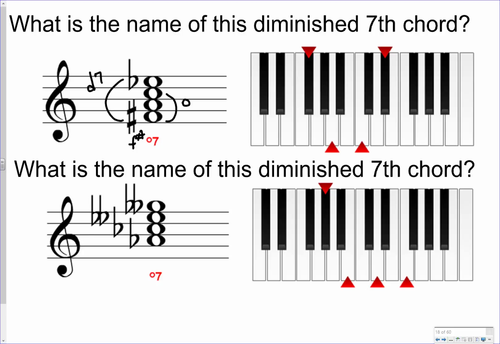In the second example, the name of the diminished seventh chord is an A flat diminished seventh. Notice that we have double flats. The E has to be E double flat to make this triad diminished. And to make the interval of a d7, I need to go from A flat up to G double flat.